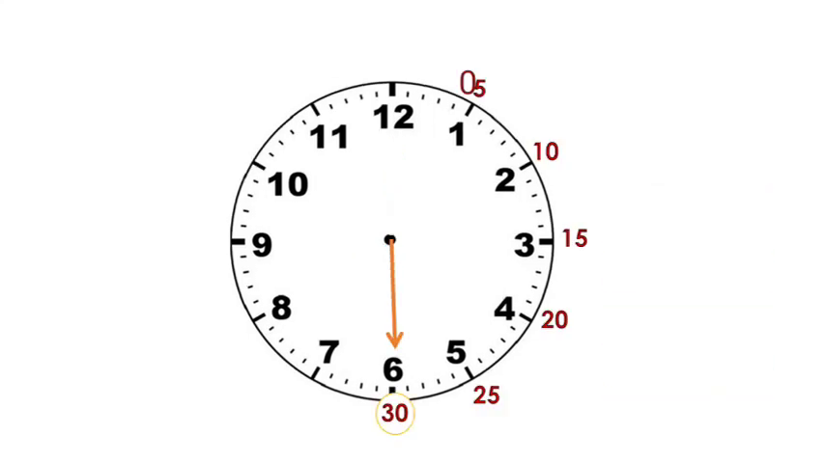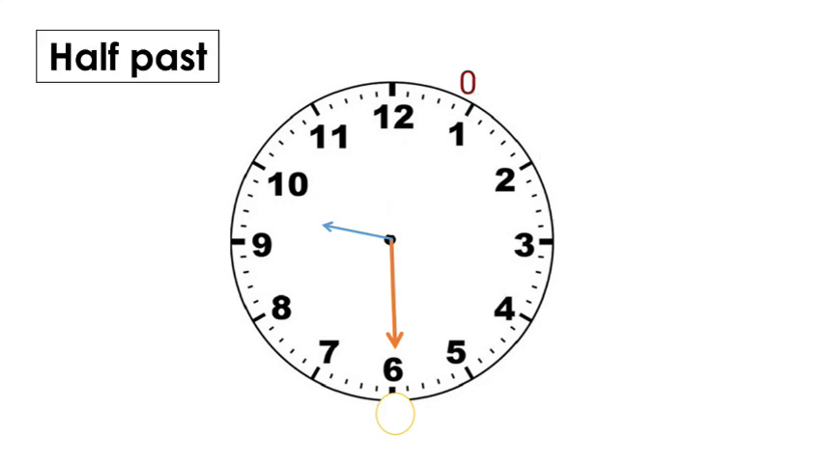Let's take a look at this clock. What happens if the long hand is now pointing to 6? This means that the long hand has moved halfway around the clock. So this is known as half past, or 30. The short hand still tells us what hour we are in.